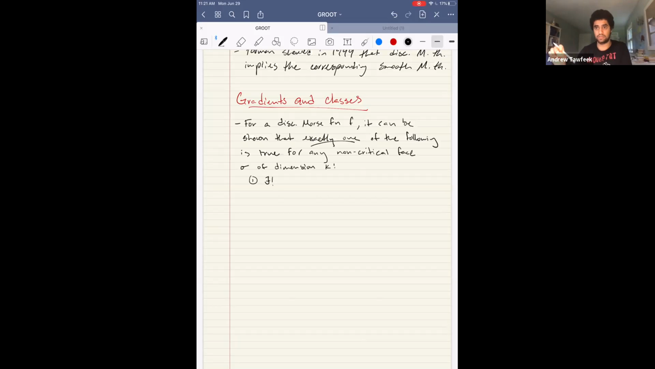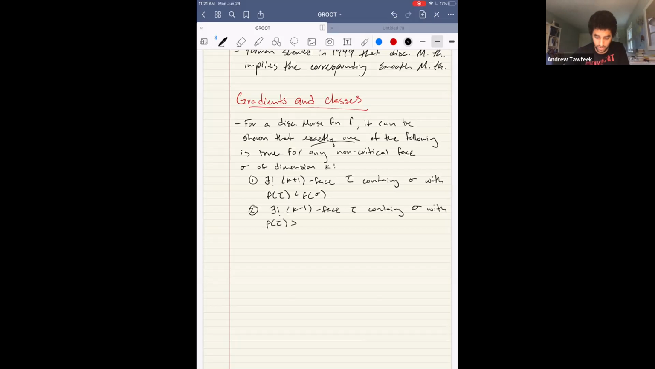So if you just fix a sigma that's not critical, you can either show that there exists a unique k+1 face tau containing sigma with f of tau less than f of sigma, or exactly the opposite. There exists a unique k-1 face tau contained in sigma with f of tau greater than f of sigma.